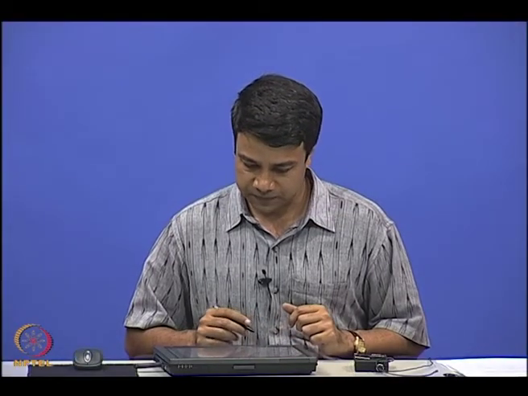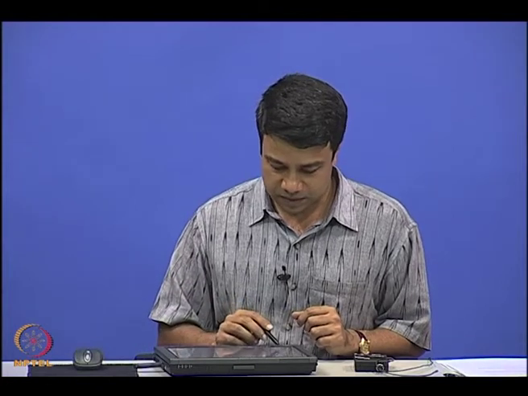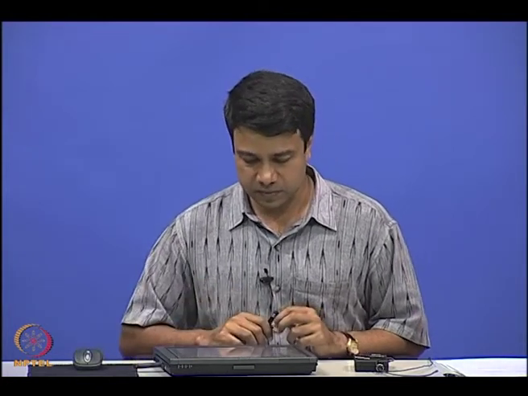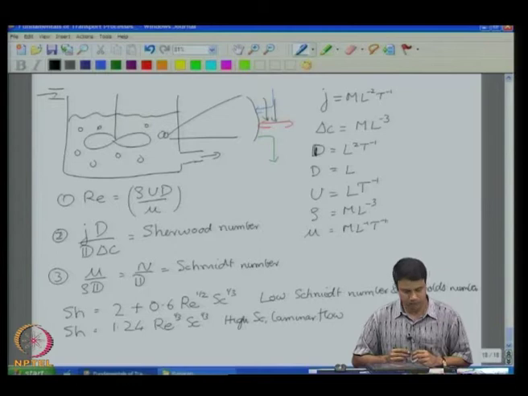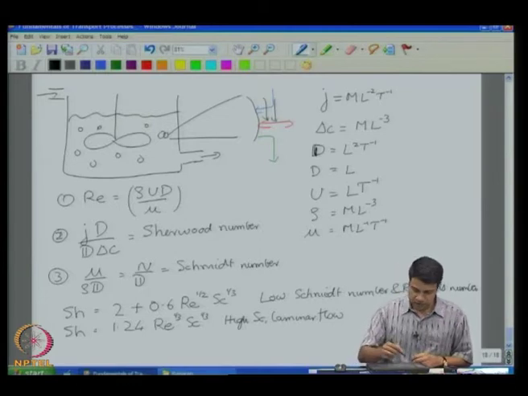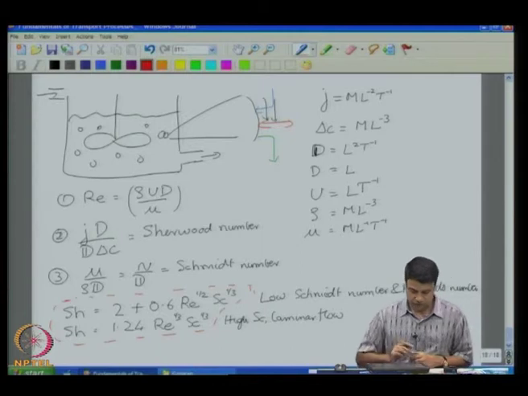But the point is that in all these cases you can get correlations between the Sherwood number, the Reynolds number and the Schmidt number. And these correlations have different forms in different regimes. In the laminar regime they have one form, in the turbulent regime they have another form. And the question that we will ask in this course is, why do these kinds of correlations come about, in the flow past particles.